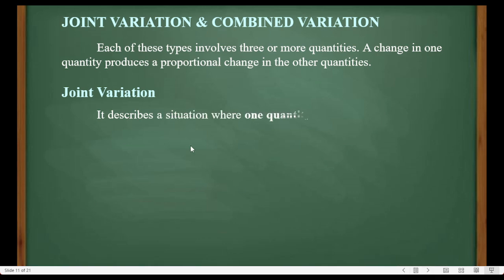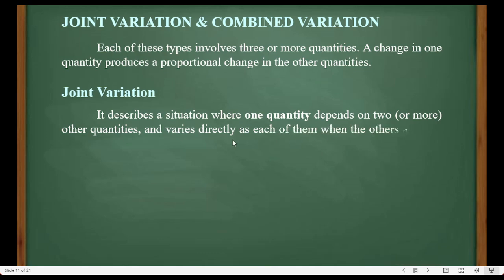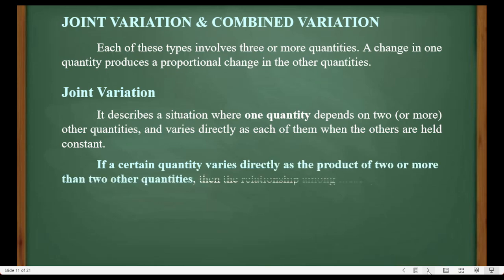It describes a situation where one quantity depends on two or more other quantities and varies directly as each of them when the others are held constant. So if a certain quantity varies directly as the product of two or more other quantities, then the relationship among these quantities is known as the joint variation.